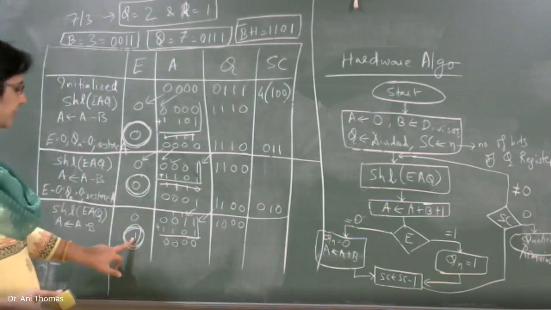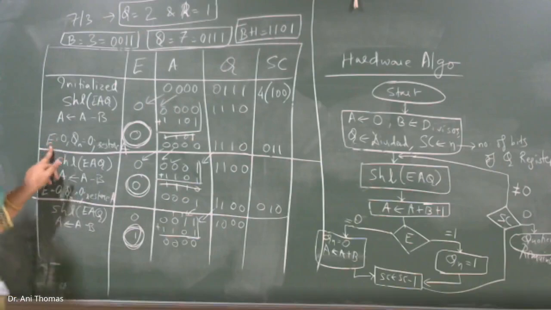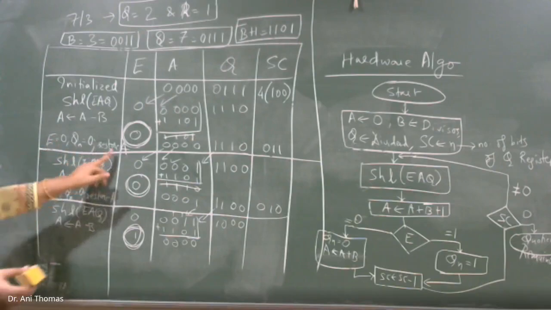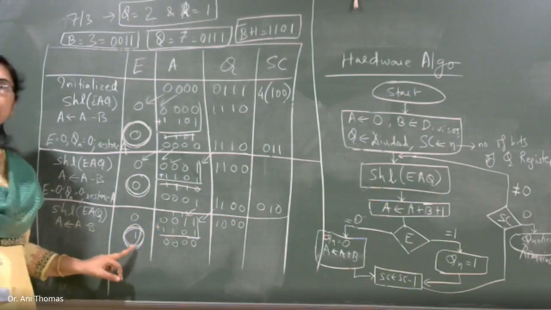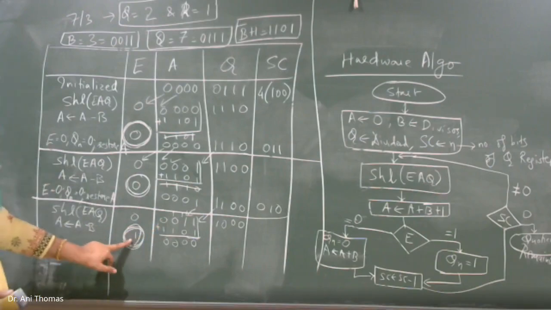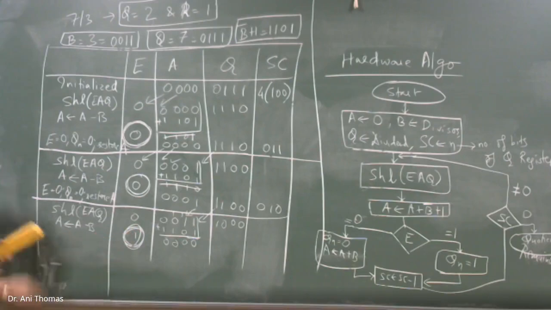Now we are getting something different. What were we getting until now? We were getting 0. So we were doing E is equal to 0, Q is equal to 0 and restoring the value of A. Now we are getting the value of E as 1. So what will we do? Now since E is 1, what will we have to do?